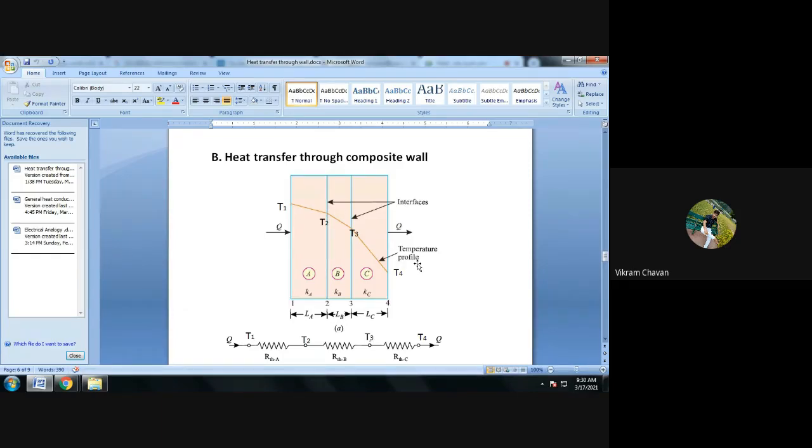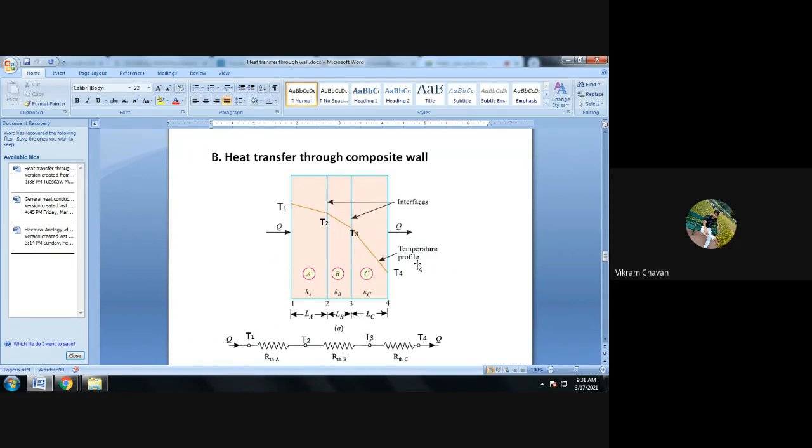Now, where these composite walls are used is important, and why they are used is also important. So first, we have to discuss the applications of the composite wall. The first one is cold storage. The second is furnaces in industries. And the third is petrochemical tanks, where these composite walls are used.